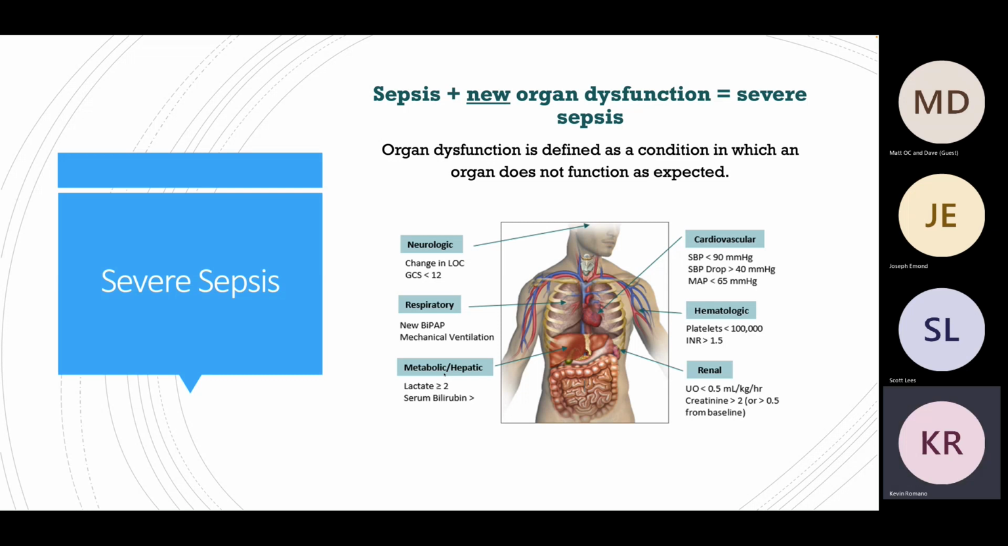With that, your cardiovascular criteria are systolic blood pressure less than 90 or a MAP of less than 65. Right? Systolic drop of greater than 40. So you want to make sure you're repeating your vital signs in these patients as well. And then also urine output of 0.5 mLs per kilogram per hour. The average adult urine output should be about 30 mLs an hour, okay?